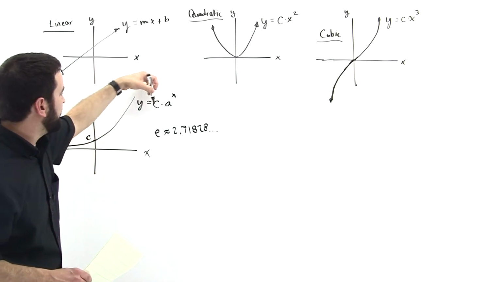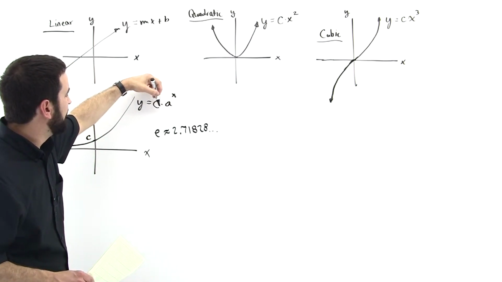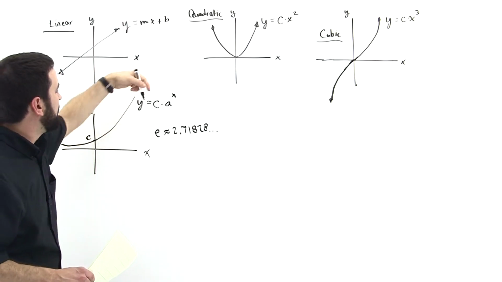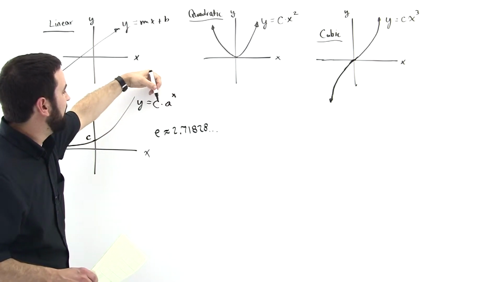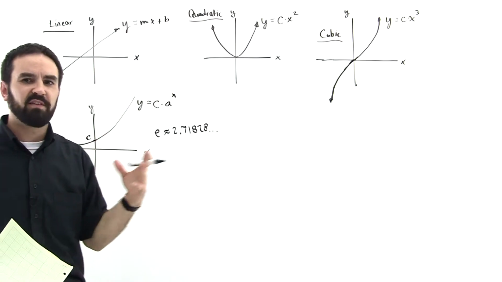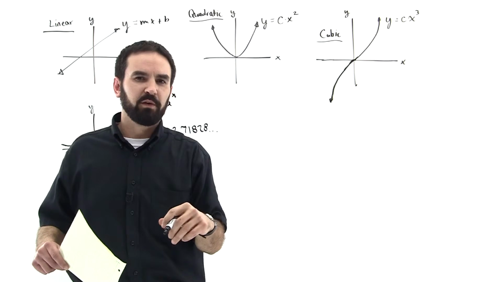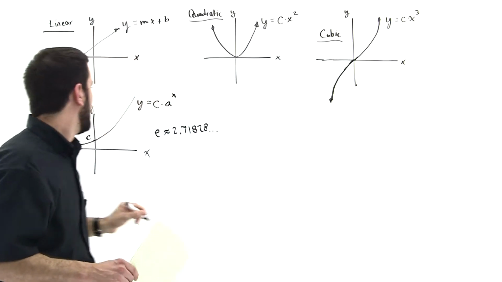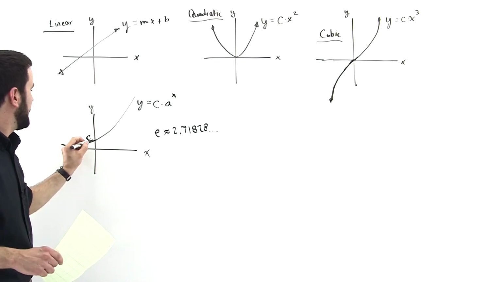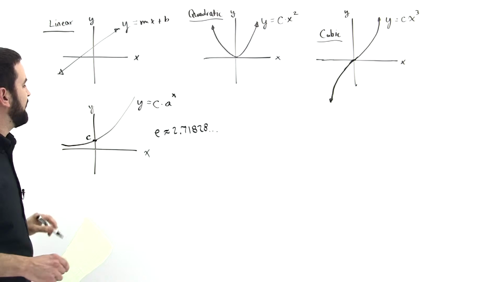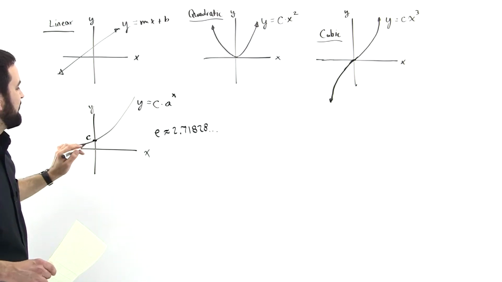But whatever this number is, the bigger this number is, then the steeper it will be. But if it's raised to the 0 power, then anything raised to the 0 power is 1. I don't care if it's a million raised to the 0 power. A million raised to the 0 power is 1. So then at the y-axis, when x is equal to 0, this will be whatever that constant is out in front. And so these are the exponential functions.